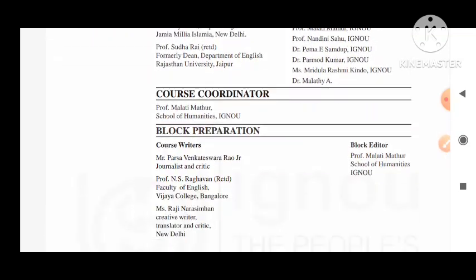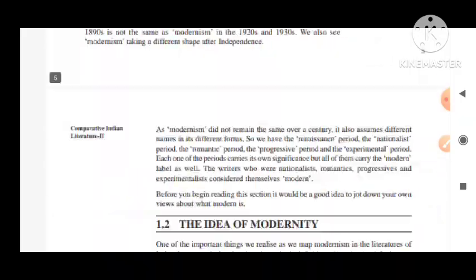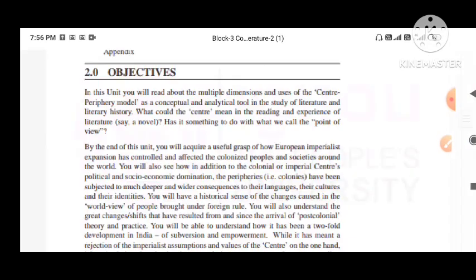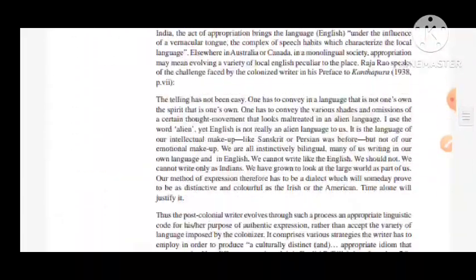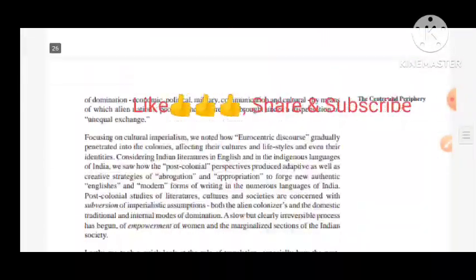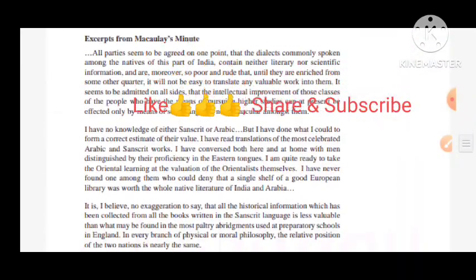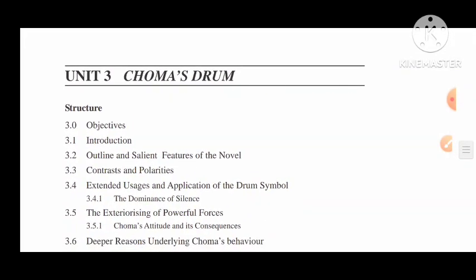That is Unit 3, Choma's Drum. The center and periphery I have already covered, so you can go through the description box and notification to find those videos. Today I will go through Unit 3, Choma's Drum. As the name suggests, Choma is a person and drum is a musical instrument. All of you know about this. It's a very simple physical phenomenon.